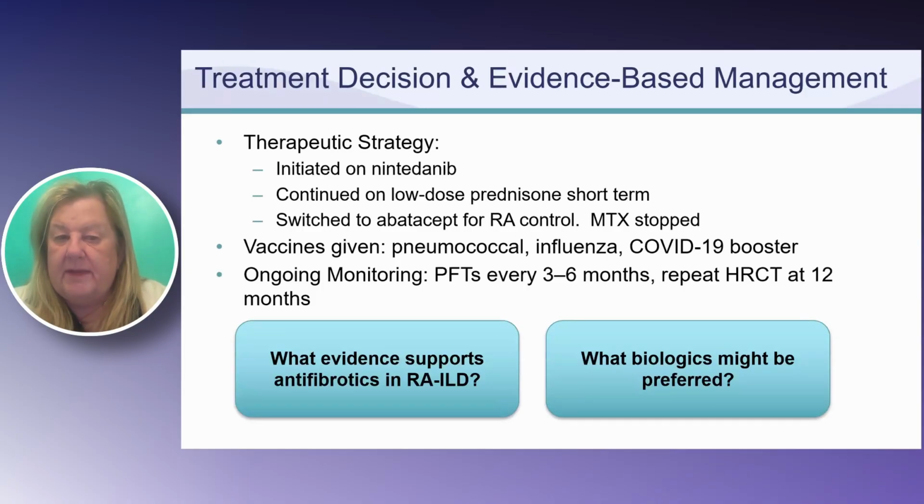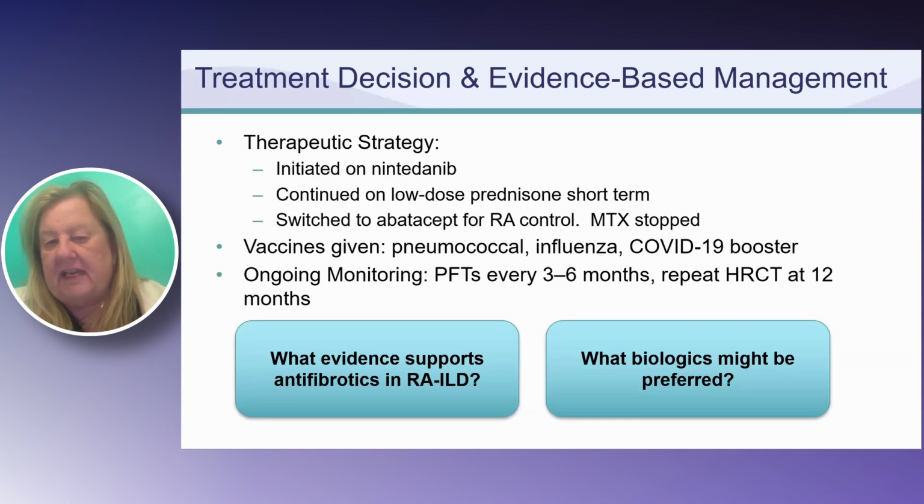So what's the strategy? This patient's then going to be initiated on the antifibrotic nintedanib. There's going to be continued low-dose prednisone. Obviously, you want to get this inflammation controlled. And the patient is switched then to abatacept for RA control, and then, as Christine just mentioned, and as I did, methotrexate, putting that on hold, stopping it.